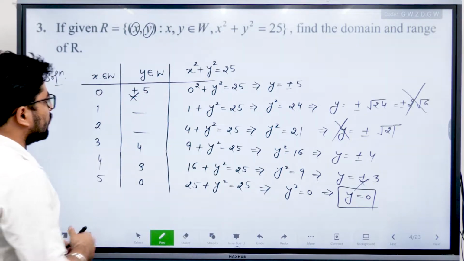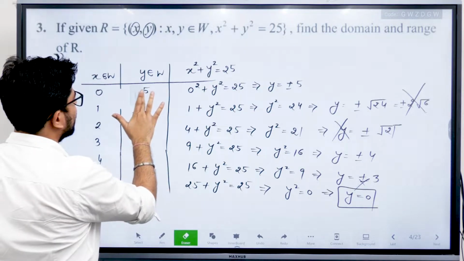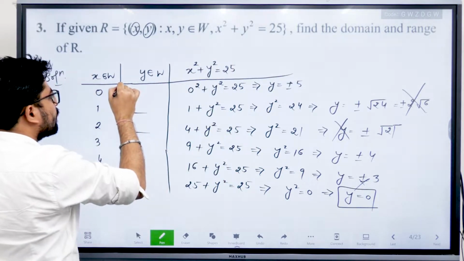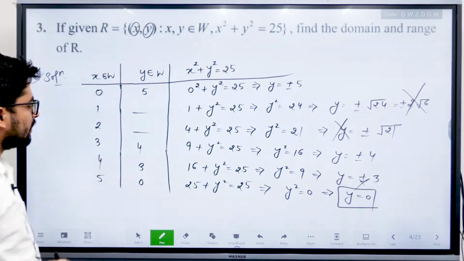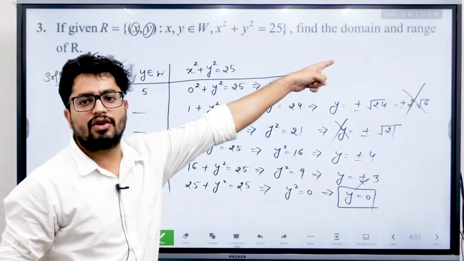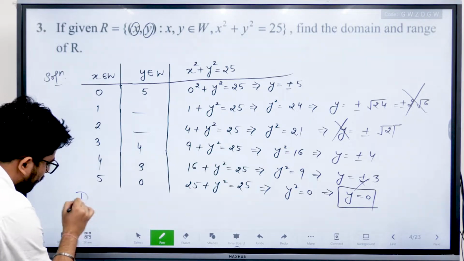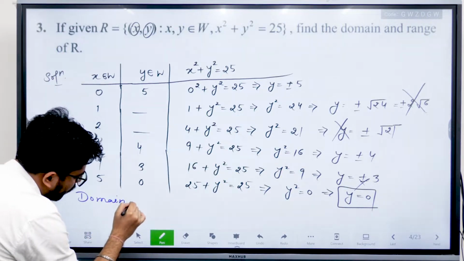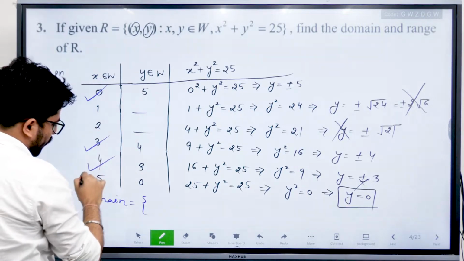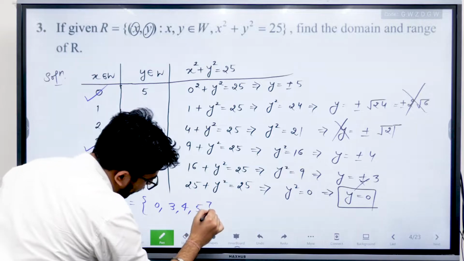So now we have to neglect minus 5 from here, minus 5 also. So the values of x are 0, 3, 4 and 5. These are the possible values of x. All the possible values of x are known as the domain. So domain is the collection of all the values of x: 0, 3, 4 and 5.